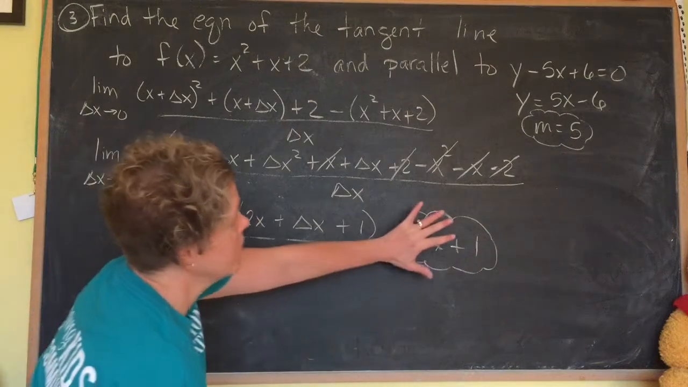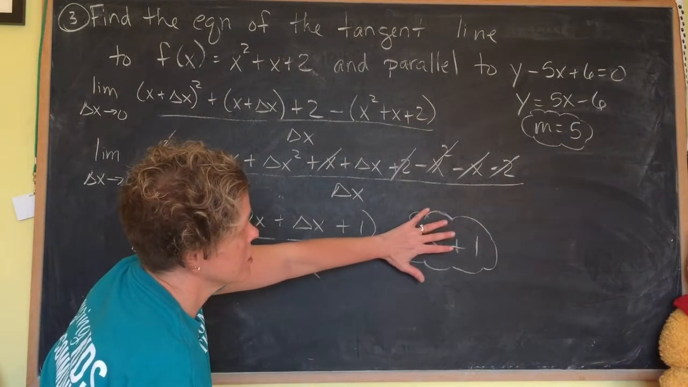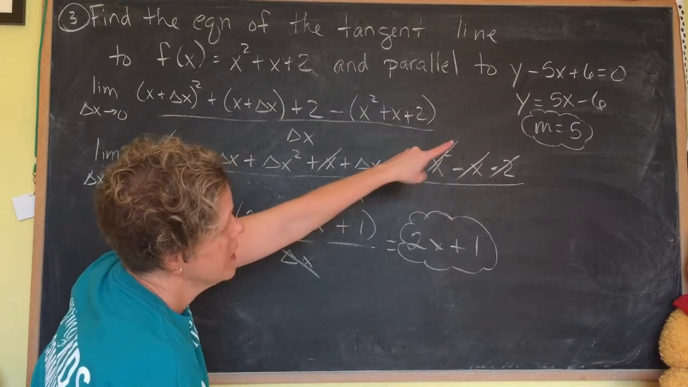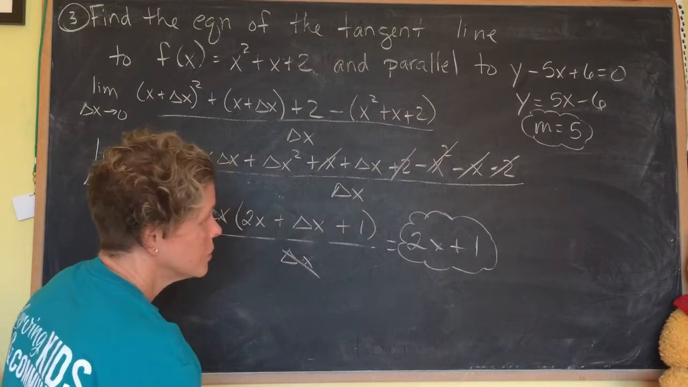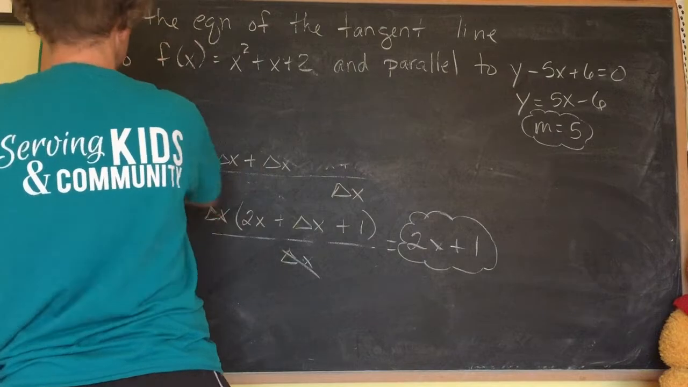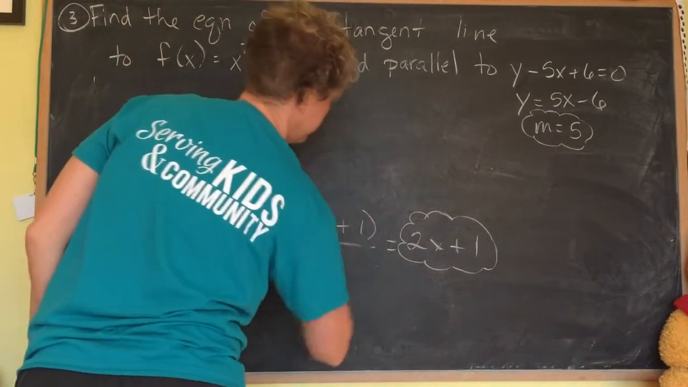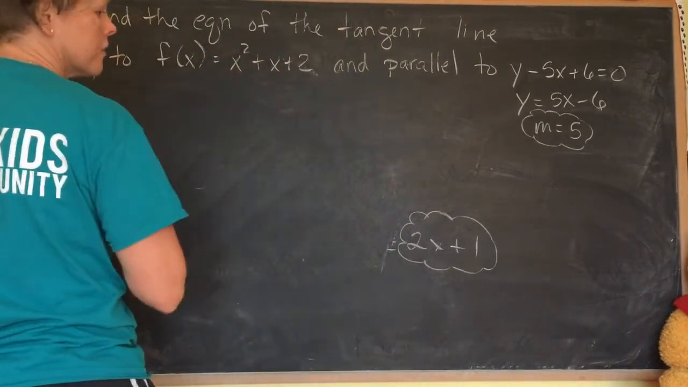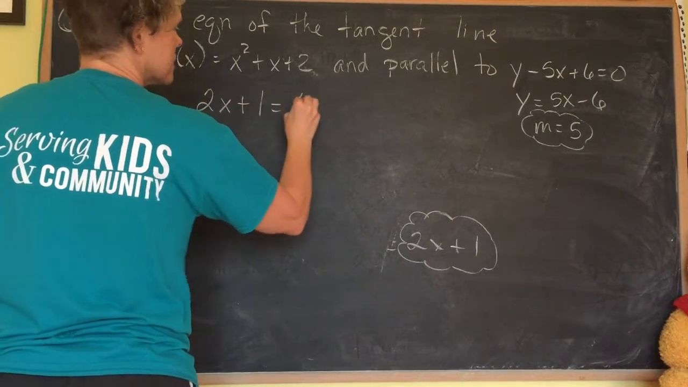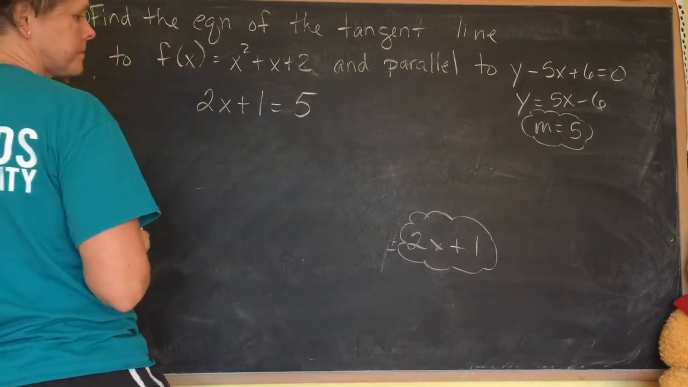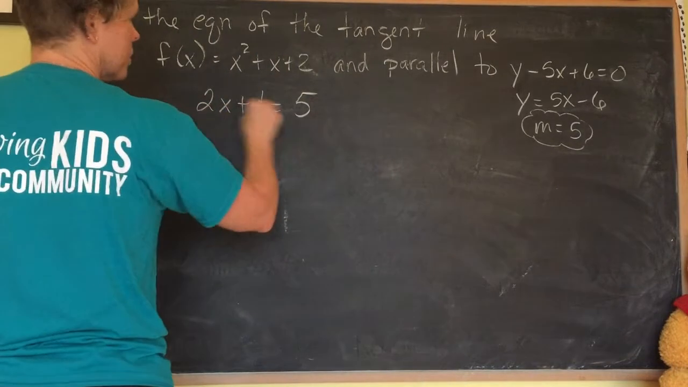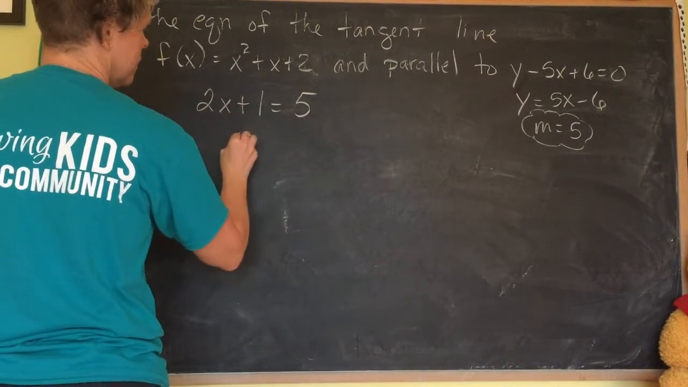Okay, this is the derivative, which is also the slope of the tangent line. But I know the slope of the tangent line has to be the same as the slope of that line. So really, those two have to be equal. All right, so if those have to be equal, let's just set them equal. All right, so if I go through and solve that.